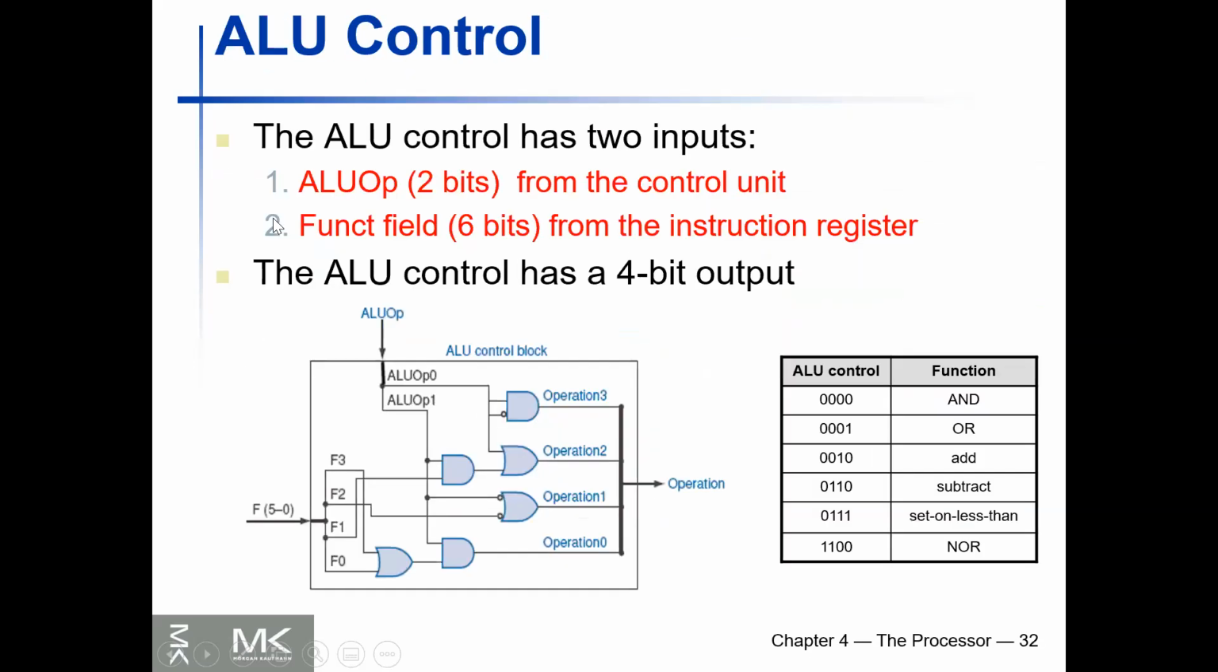See this one. So this is the one. So, ALU control. The ALU control has 2 inputs, as I said. First is ALU 2-bit from the control unit. It is coming from the control unit. Then the function field, 6-bit, from the instruction register itself. Then the ALU control has a 4-bit output. As I said, it is a 4-bit output. How is it generated, girls?